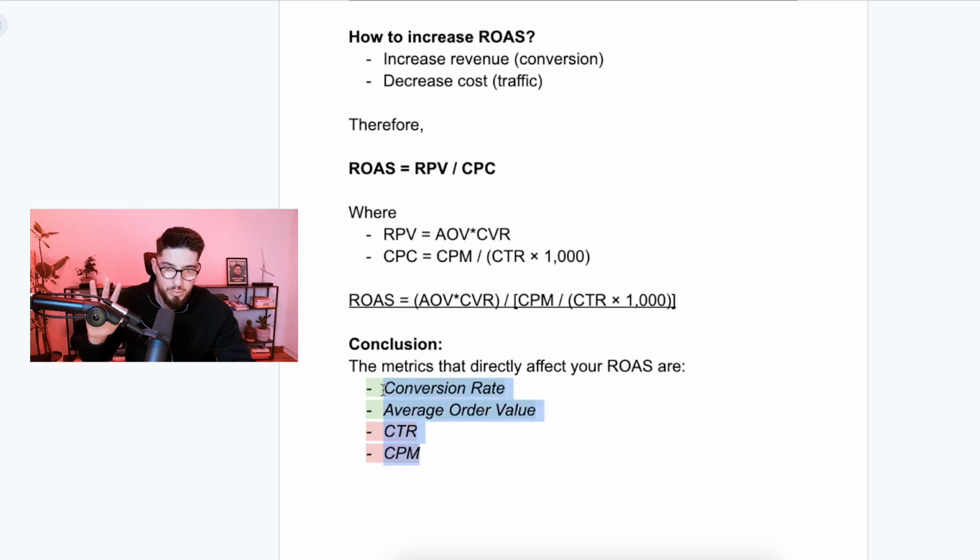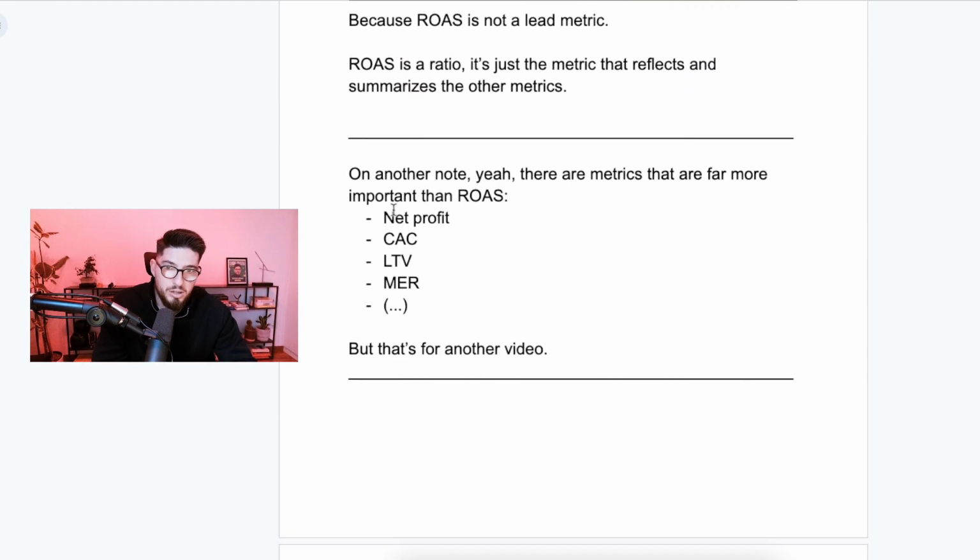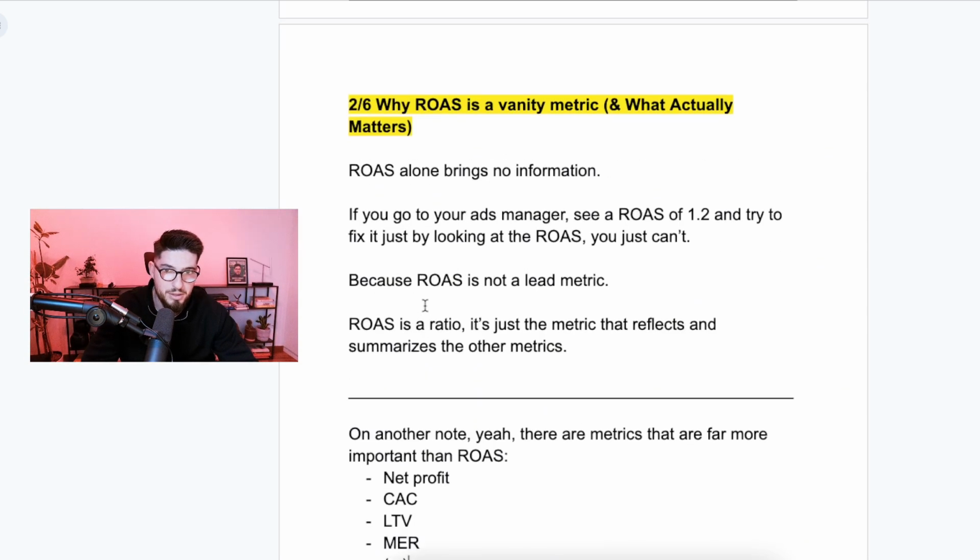These are the 4 points where we want to put our attention when it comes to ROAS, okay? And on another note, yeah, there are metrics that are far more important than your ROAS. For sure. Net profit, CAC, LTV, MER, for sure. But if the video is about ROAS, direct response, and Facebook ads, we're just gonna put attention on ROAS, not on the economics of an ecom brand as a whole.